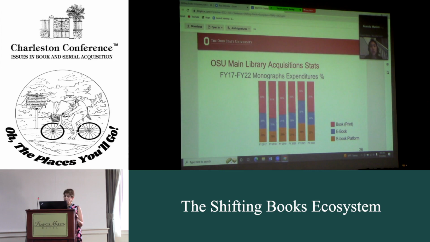If we look at the same data in percentages and look at the monographs expenditures spent on print versus electronic platforms, you can tell in fiscal year 2021, due to the COVID shutdowns, we bought significantly less physical materials than ebooks. For now, it seems our monograph spending is rebounding.